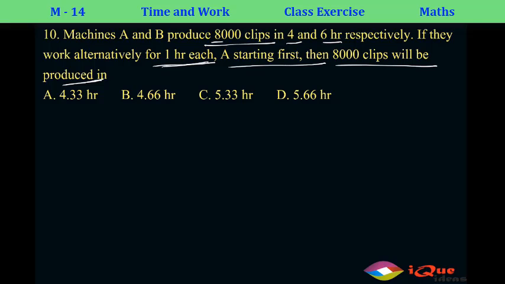Now here 8,000 and here also we have 8,000. That means we are only talking about the total work. Let's not use 8,000 clips as the total work. Forget about it, it doesn't matter. We just need to understand that the question is asking about the total work only.